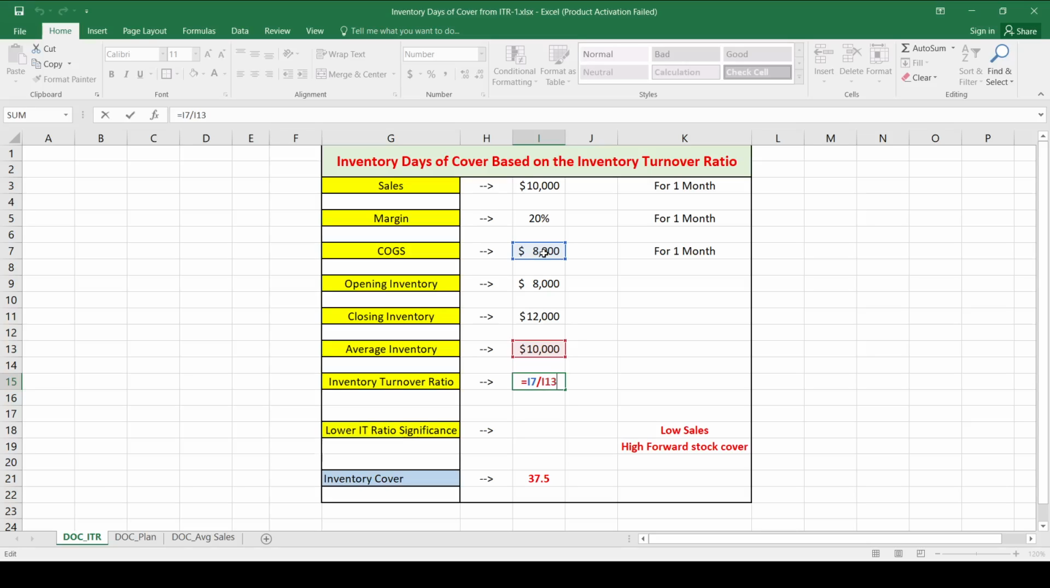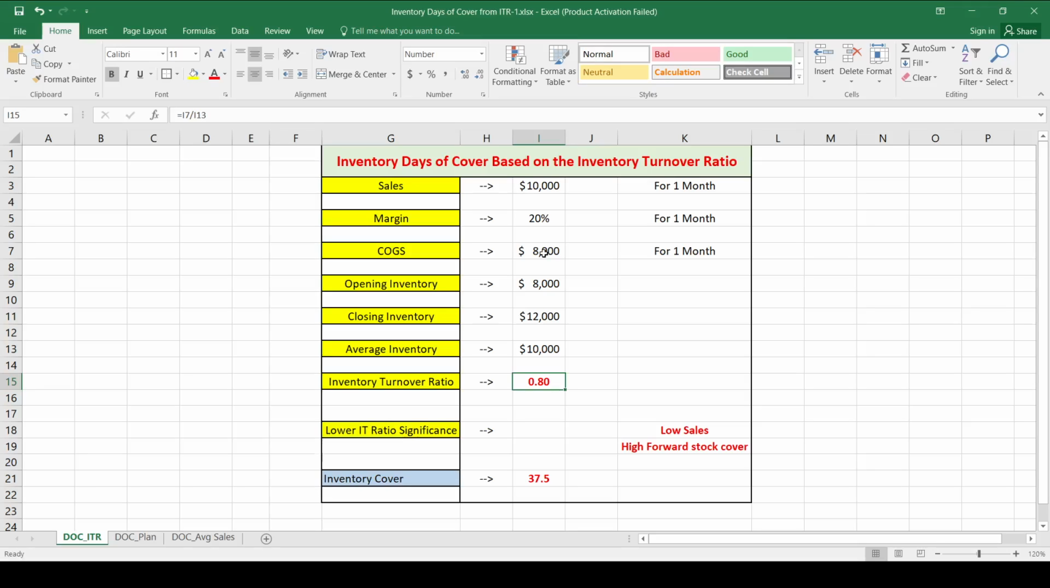So 8,000 divided by 10,000. In this case, you can see that COGS is lower and inventory is higher, so the ratio will be less than 1. Okay, ratio will be less than 1 in this case. So 8,000 divided by 10,000 will be around 0.8. What we have understood is the significance of a lower inventory turnover ratio and a higher inventory turnover ratio.